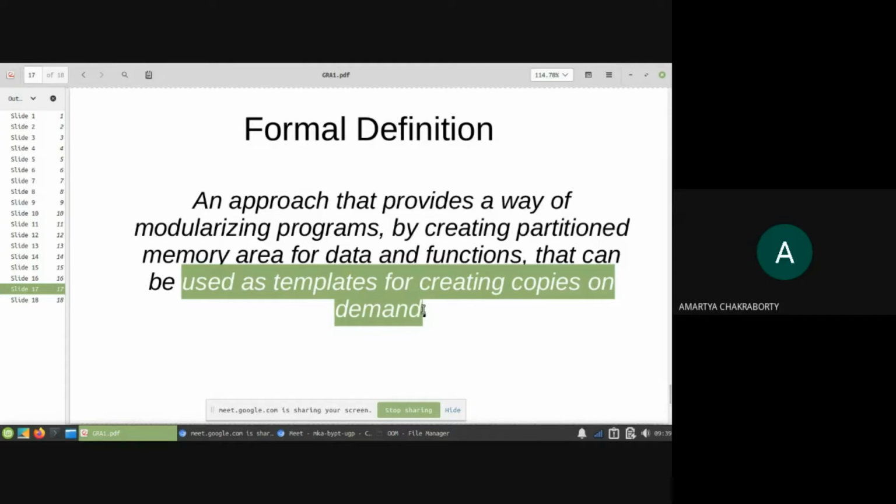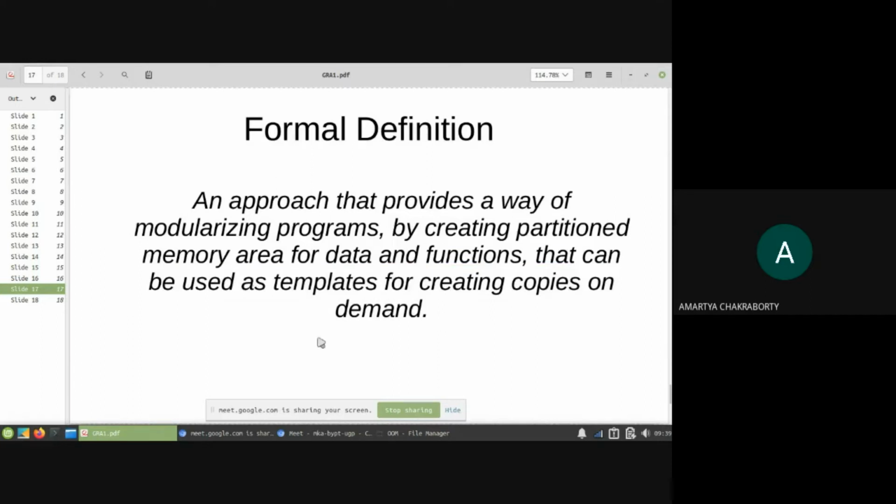Now, as I already said, the object created for my laptop can be copied in order to characterize the laptop owned by Ayush or Shubhronil's mobile. I can keep doing that as long as I want, and each copy will have its own partitioned memory area using its own data and functions. This is the formal definition of object-oriented programming, and I am hopeful you will not require mugging this up, because it is quite simple to understand.